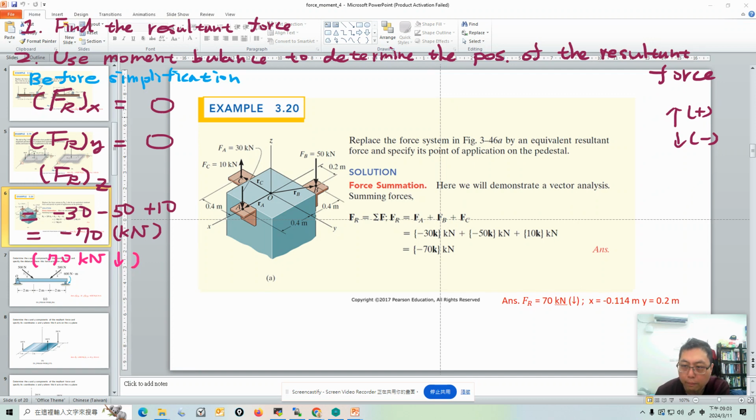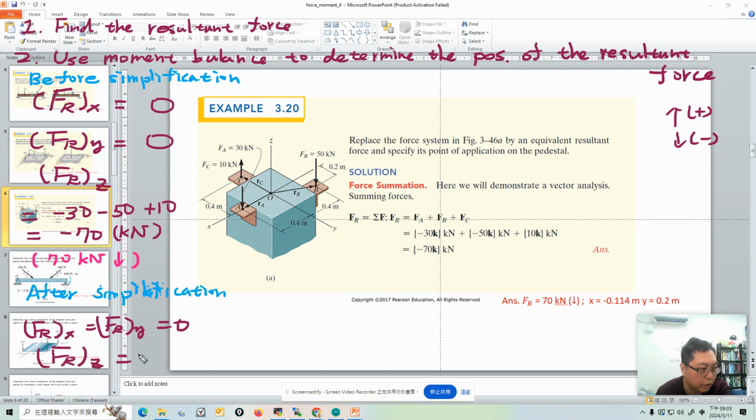Now, before simplification and after simplification. After simplification, because the resultant force must be the same before and after, FRX and FRY are equal to zero, and the resultant force FR is also negative 70 kilonewton. Before and after simplification, the resultant force must be the same. That's the first criterion.